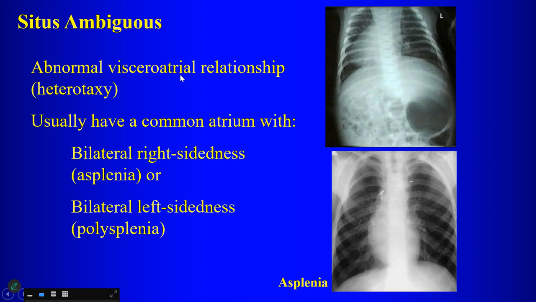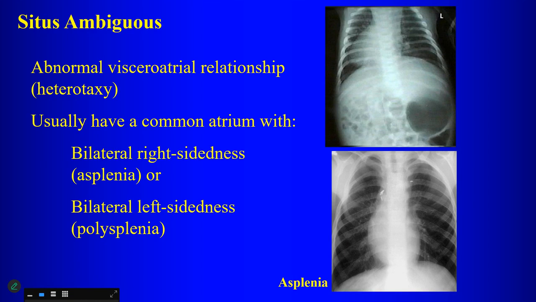Now, what about situs ambiguous? So here, there's an abnormal visceral-atrial relationship. It's heterotaxy, right? So everything that we expect to be on the same side is not on the same side. That's heterotaxy. They're in abnormal locations. So usually in this case, we have these situs ambiguous syndromes where there's a common atrium where both sides of the atrium tend to resemble the same morphology or have similar morphology. So you can have bilateral right-sidedness or asplenia, or bilateral left-sidedness or polysplenia.